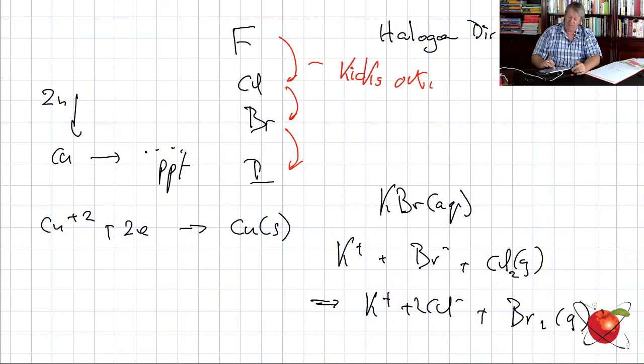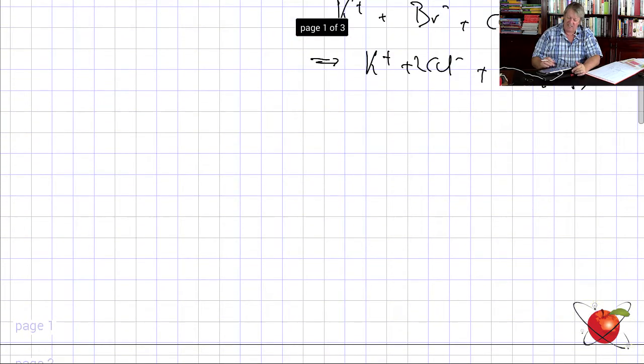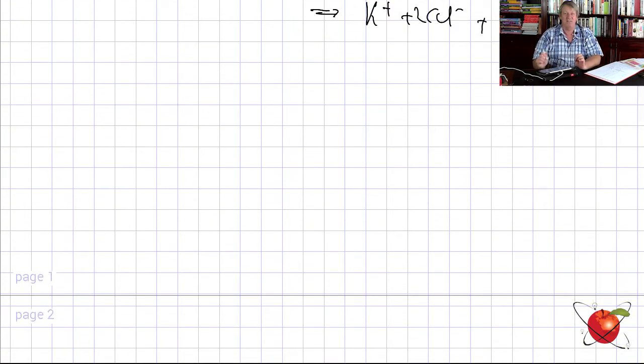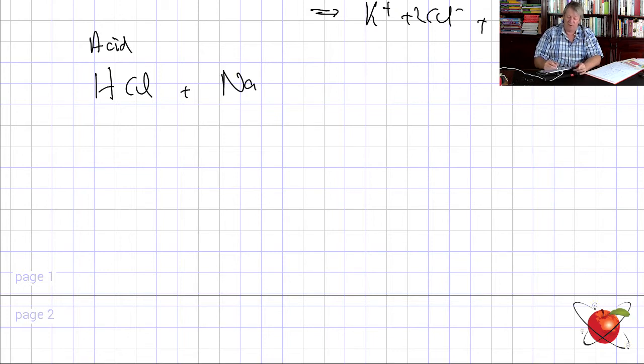Let us say, for example, that we are going to do a simple acid-base reaction. Acid has got the hydrogen, base. I'm going to use straightforward sodium hydroxide, right?